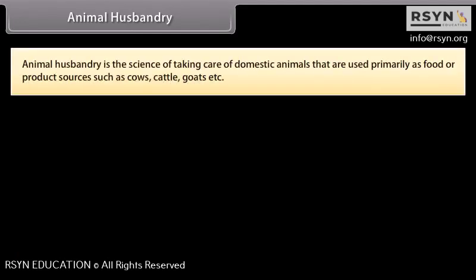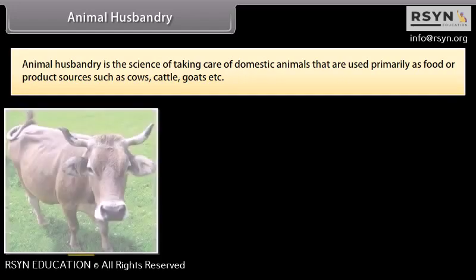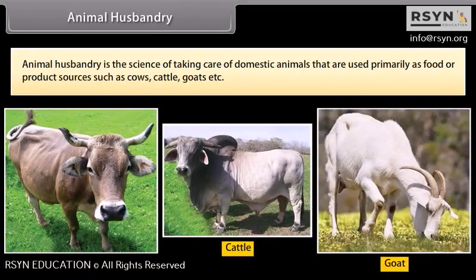Animal husbandry. Animal husbandry is the science of taking care of domestic animals that are used primarily as food or product sources such as cows, cattle, goats, etc. Management of farms and farm animals.